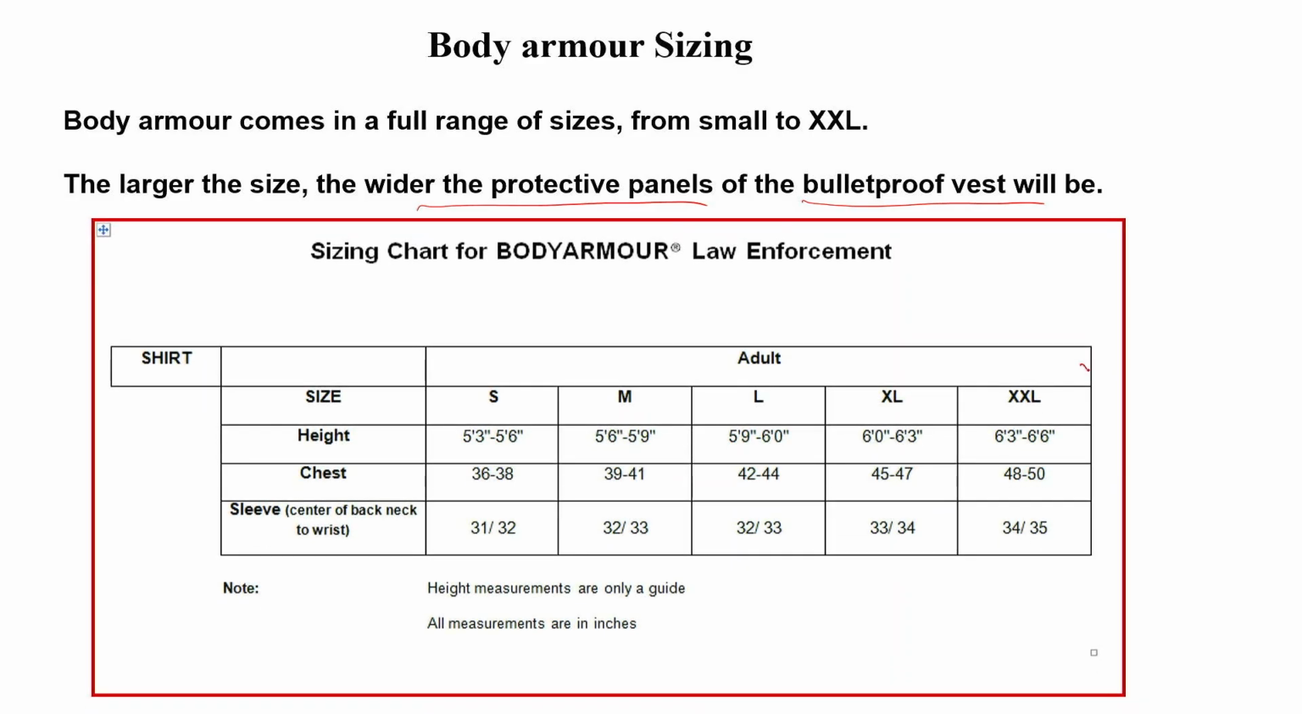Now, these are the different size charts where the height, chest and also sleeves are mentioned. Height measurements are only a guide, all measurements are in inches. You can see here different sizes: small, medium, large, XL, double XL. Depending on the wearer, we can use different types of body armor.